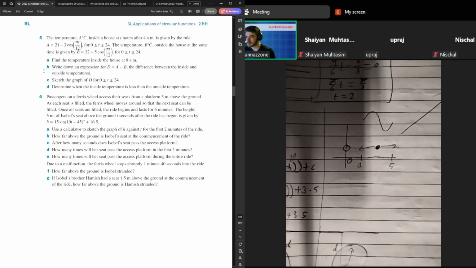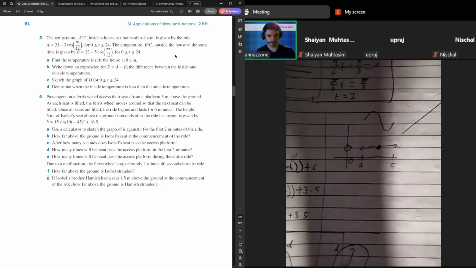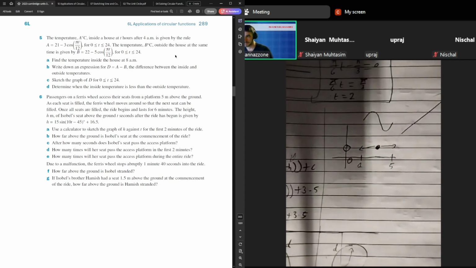Okay, B is a bit interesting. Write down the expression for D equals A minus B. What does that look like? Even if you don't have a specific answer, how would you go about answering it? Could you use a common value for both the expressions? Like sub in, let's say, T equals 1 for both of them? Okay, after you sub in T equals 1, what do you do from there? Just subtract the two expressions, I'm guessing.